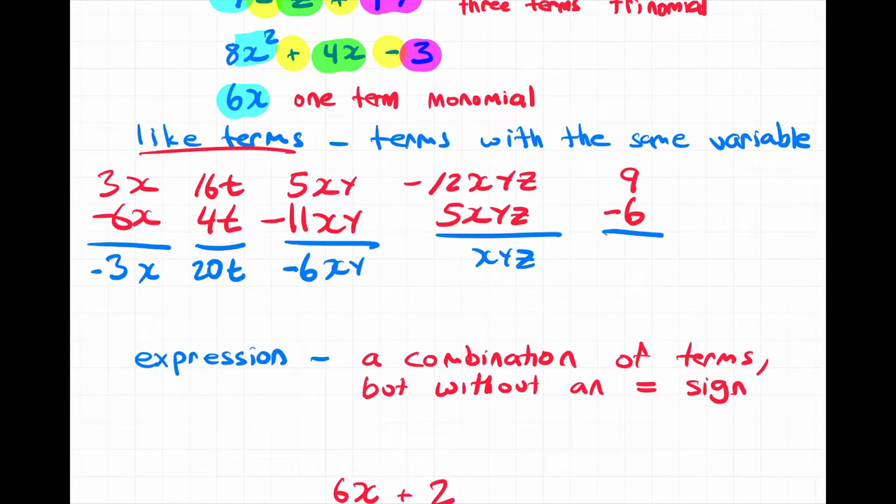So you can see that understanding how to add and subtract integers is going to be very important in this unit. I'm starting off on the next one with negative 12 xyz's and adding 5 xyz's. So I've got negative 7 xyz's, and 9 plus negative 6 is going to be 3. Okay, so that is how we group our like terms and then combine them or add them together.